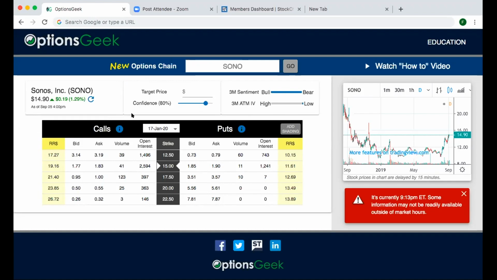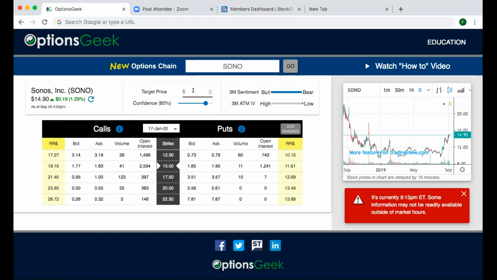So opportunity, the definition of opportunity on Wall Street is when your expectations don't match the expectations of the market. That's the definition of opportunity. And here I've basically given you what the expectations of the market are. So for example, if we were going to buy the 15 calls today at $1.83, the market is pricing in an expectancy of $19.16 as the final price at expiration.